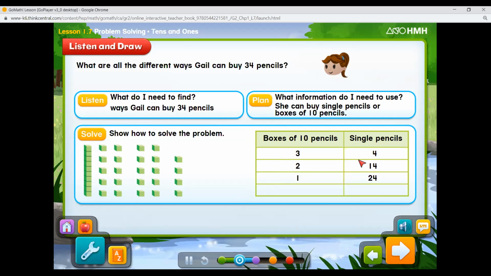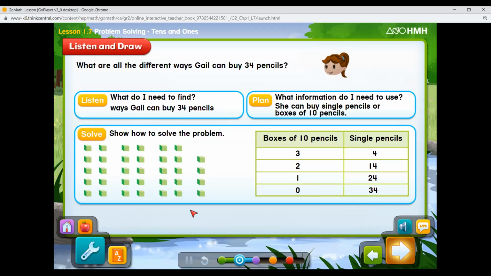How can you use the pattern to find another way Gail can buy 34 pencils? The number of boxes will decrease by 1, so there will be 0 boxes. And the number of single pencils will increase by 10, so there will be 34 single pencils. Is there another way for Gail to buy the pencils? We can't trade any more tens blocks, so there isn't another way.